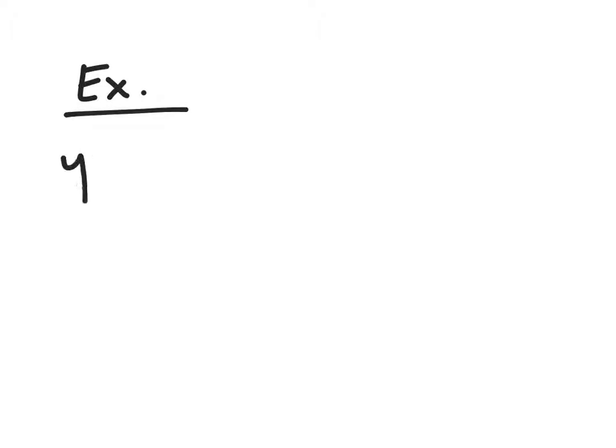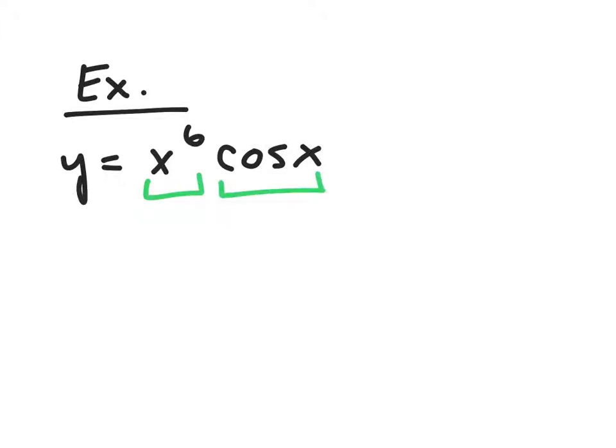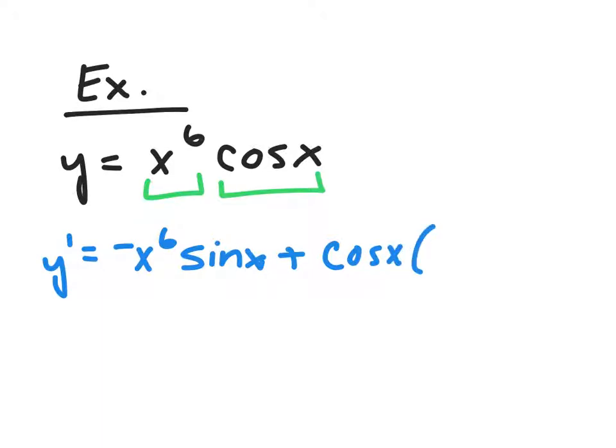Let's say that I am given y is equal to x to the sixth times cosine x. So I have two functions of x being multiplied together. I have x to the sixth being multiplied by cosine x. So definitely going to be a product rule here. So product rule says I take the first, which is x to the sixth, times the derivative of the second. Well, the derivative of cosine is negative sine, so I can put the negative in front, and then sine of x, plus the second, which is cosine x, times the derivative of the first, which is just a little bit of power rule there, 6x to the fifth, and there's my derivative.